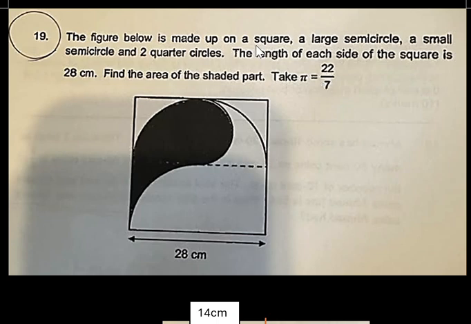So let's take a look at the question itself. Okay, it is made up of a square. So this is the square of side 28 cm. A large semicircle. This is the large semicircle. Okay, a small semicircle. This is the small semicircle. And two quarter circles. So this is a quarter circle and this is a quarter circle.